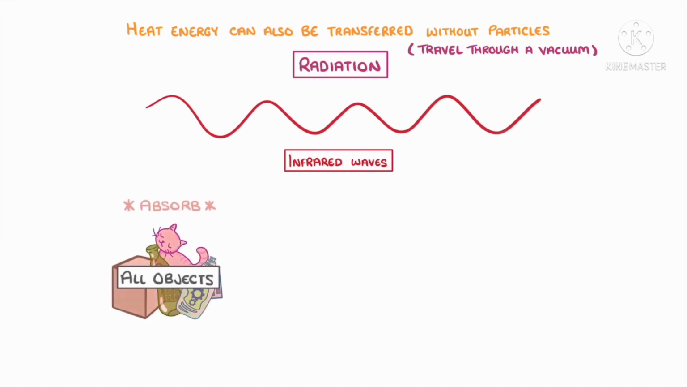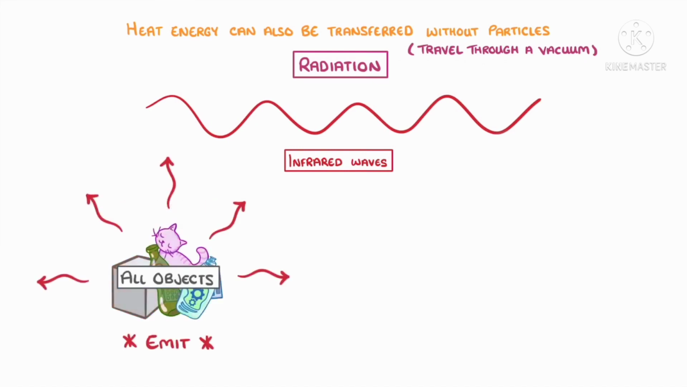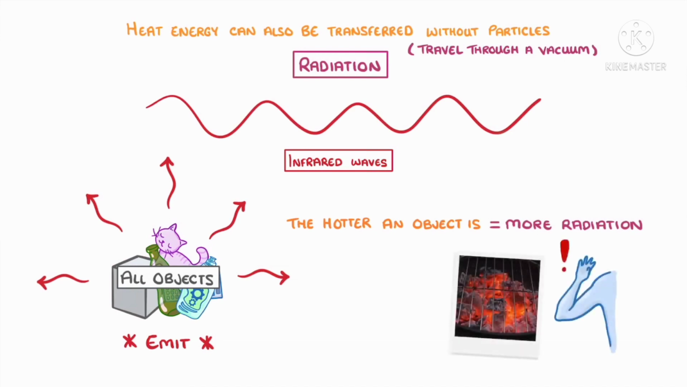All objects constantly absorb and emit radiation, and in reality they do both at the same time. Importantly, the hotter the object is, the more radiation it emits. This is why it feels hot to put your hand over a barbecue, even if you're not touching it. The very hot metal and coal is emitting infrared radiation, which is absorbed by your hand. We take a closer look at infrared radiation when we cover the electromagnetic spectrum.